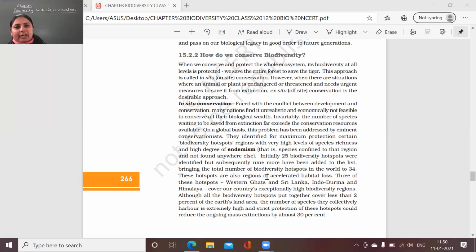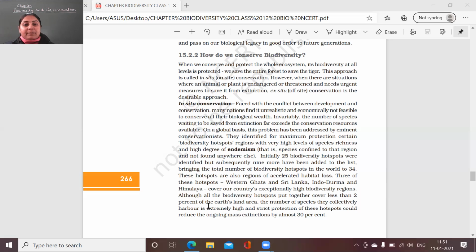Initially 25 biodiversity hotspots were identified by the scientists, and later there was a revised addition to these areas. Initially it was 25 biodiversity hotspots and later the red data list shows that this number rises to 34. Now there are 34 biodiversity hotspots in the world.